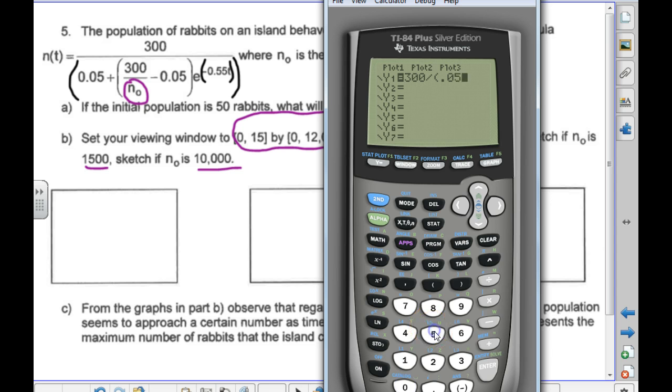Be careful, they're 0.05s. Plus another parenthesis, 300 divided by, what's the first one, guys? How many rabbits are we putting on the island the first time? 50?